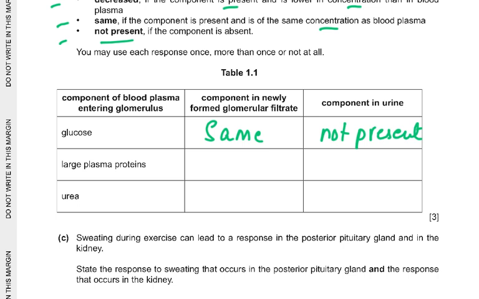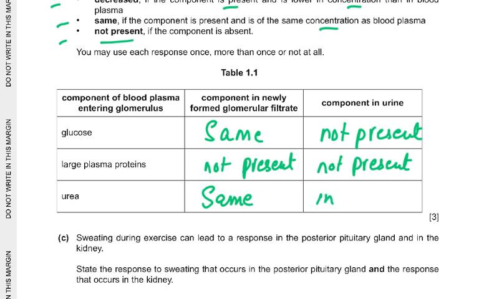Large plasma proteins: not present, not present. Plasma proteins are too large to cross the basement membrane. So if they are not filtered out, they cannot be present in the urine. And if, God forbid, they are present in a person, we find out it's because the basement membrane is damaged. And that is a disease which is called glomerulonephritis. Now, urea in the filtrate is the same.